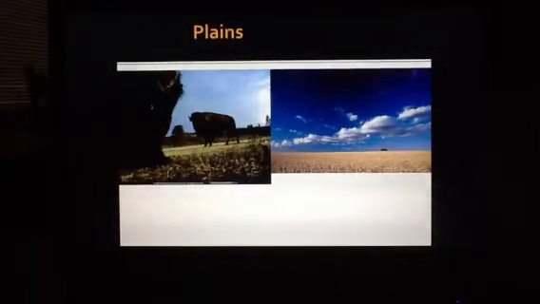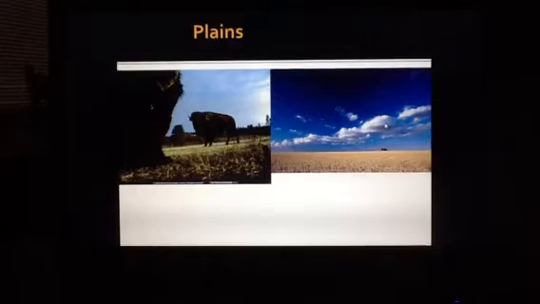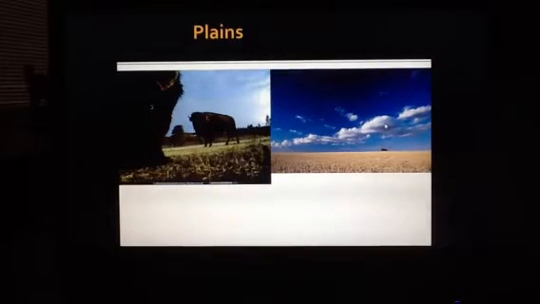Then you have the Great Plains. The Great Plains are relatively flat, but not always flat. There are some hills in Kansas and Nebraska, but we always think of Iowa as being flat, but it's not always flat. There are some hills, and you'll find some buffalo and a lot of wheat being grown there.